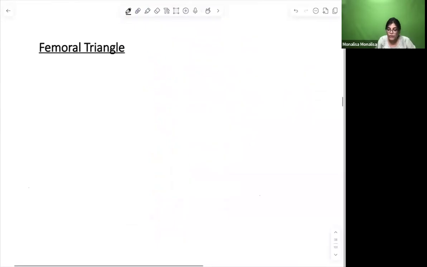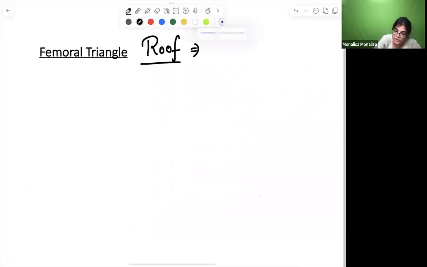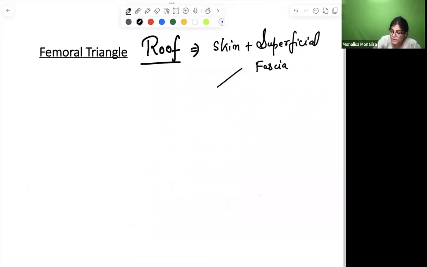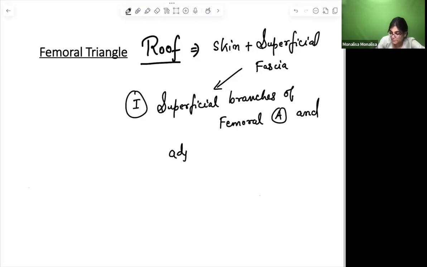So for the femoral triangle, I want everybody to write the contents. Firstly, I want you to write the roof. So what is the roof? The roof will have skin and superficial fascia. And in the superficial fascia, we will have so many structures. The superficial fascia is containing superficial branches of femoral artery and adjoining veins.